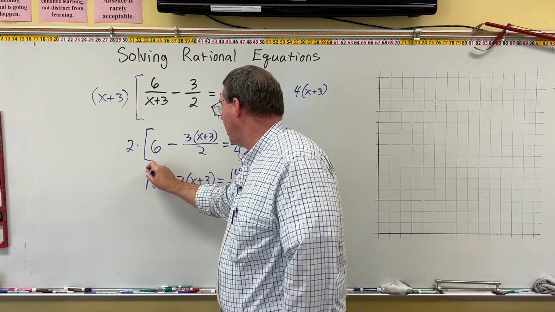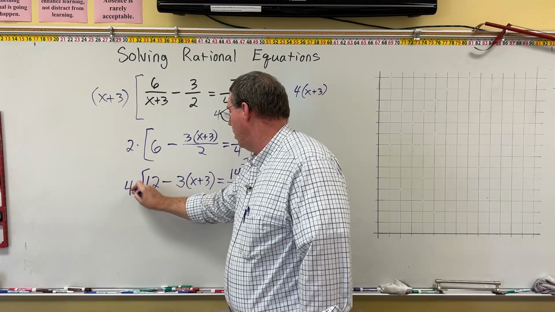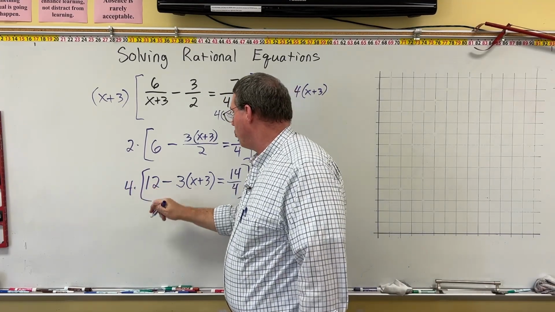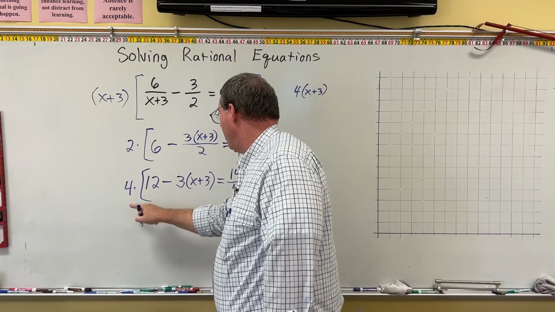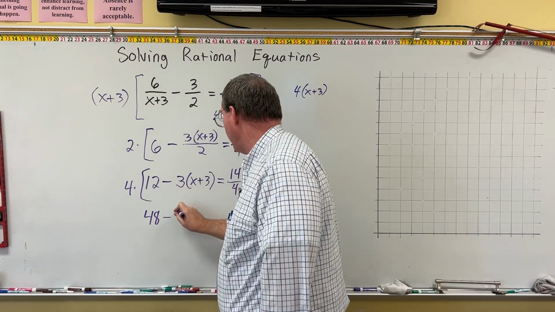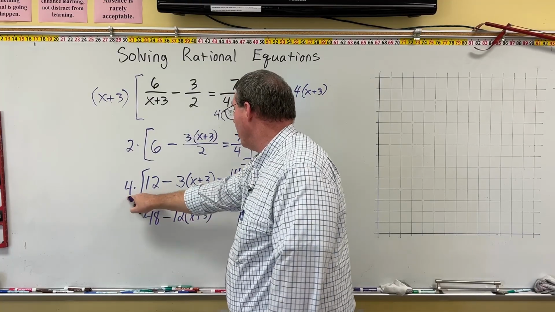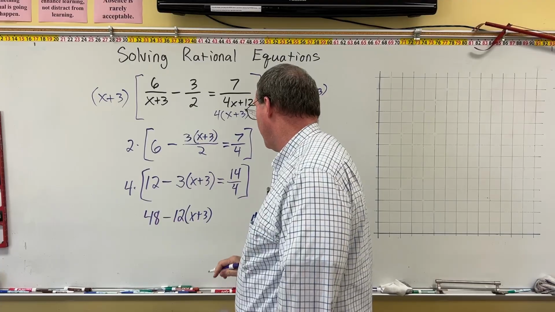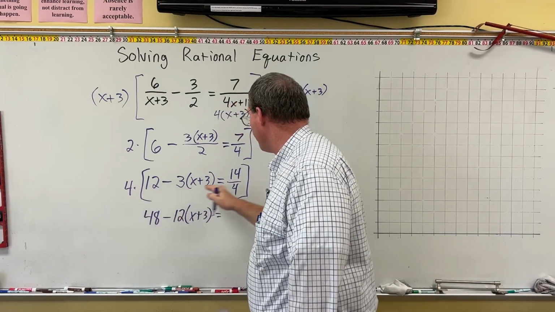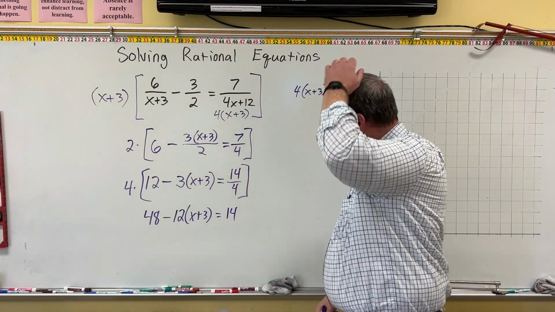And now one more time, we have one more denominator to cancel. We're going to cancel 4. 4 times 12 is 48. 4 times this 3 here is 12. So minus 12, and it still has this x plus 3 on it. We only have to multiply the 4 times the 3. Okay? Equals, and now 4 times 14 over 4 cancels the denominator, and we now have 14.